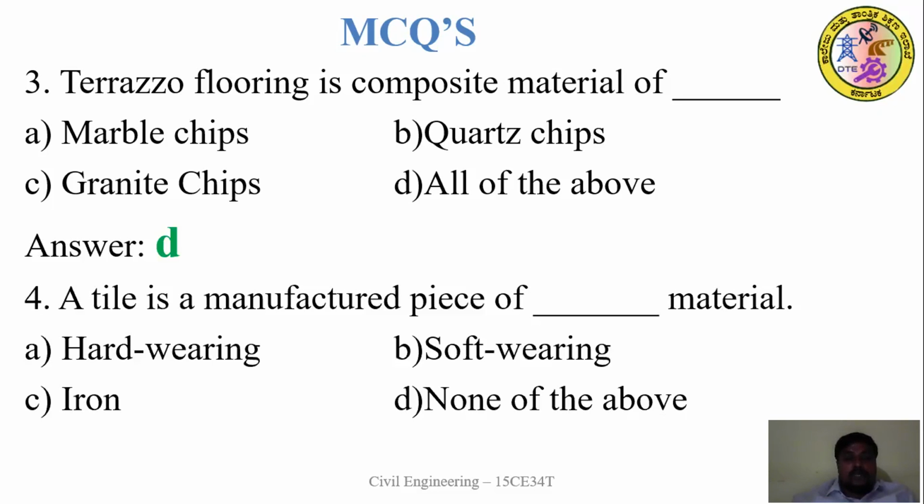Question number 4. A tile is a manufactured piece of dash material. Option A hard wearing, option B soft wearing, option C iron, option D none of the above. Answer is hard wearing material. A tile is a manufactured piece of clay, fire clay, or maybe of an iron material or some other type.